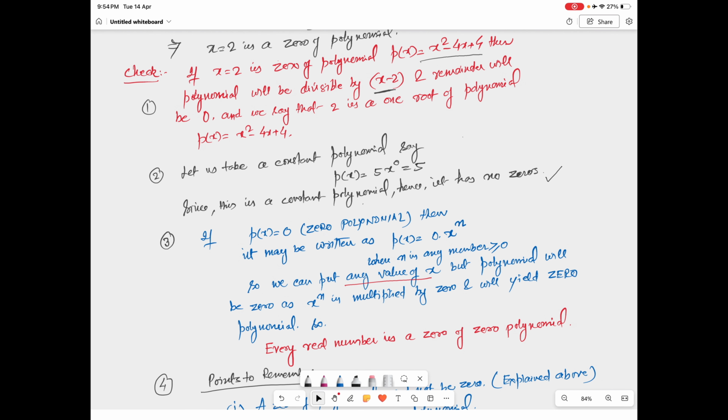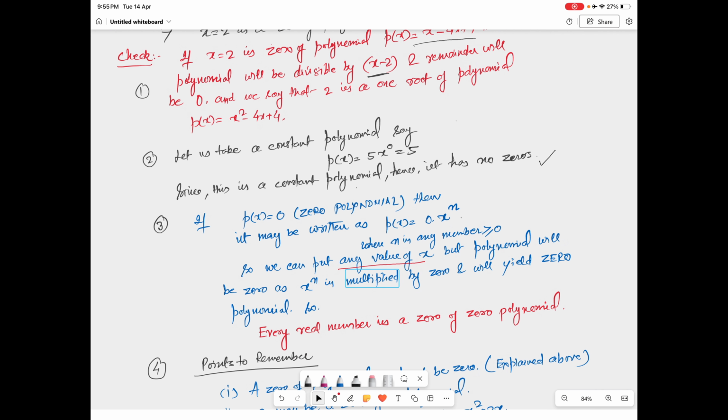Now if P(x) is equal to 0, if the polynomial itself is 0, which is a zero polynomial, then we can write P(x) as 0 into x to the power n, plus 0 into x to the power n minus 1, and so on, meaning all the coefficients in the standard form are 0. Then we say that it is a zero polynomial because the value will become 0. Whatever value of x we substitute, we always get P(x) equal to 0.